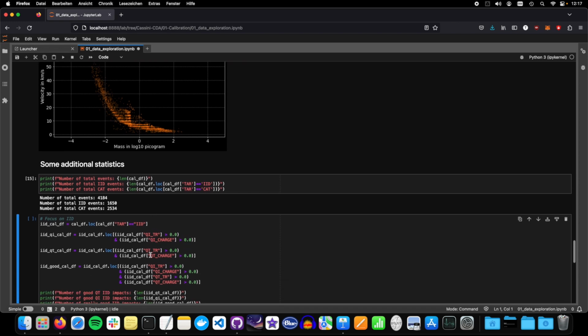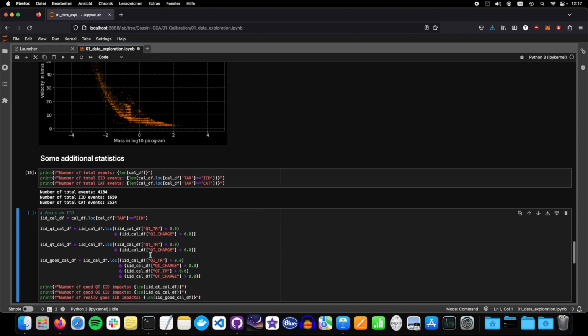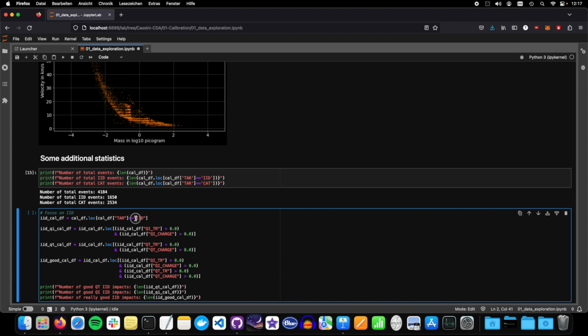And now if we focus on the IAD, we have to determine a little bit the quality of the data. So let's select first the IAD target. Then we check if we have only particles with a rise time larger than 0, and also the charge is larger than 0. So this is like something divided for the QI impact and QT.